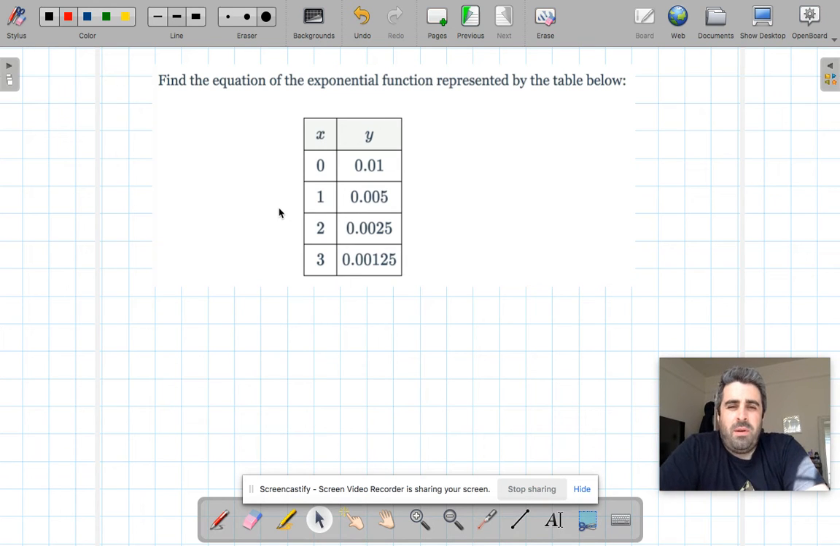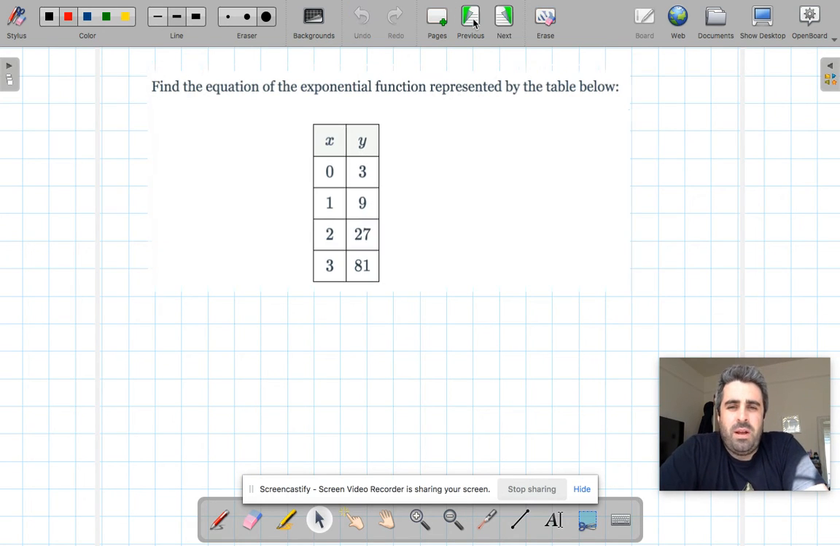Hi everyone, I'm going to show you how to do some exponential growth and decay problems, specifically writing an exponential function representing either growth or decay from a table. Alright, so we'll start with this one. The numbers are a little more clean, that's why, a little easier to read the table.